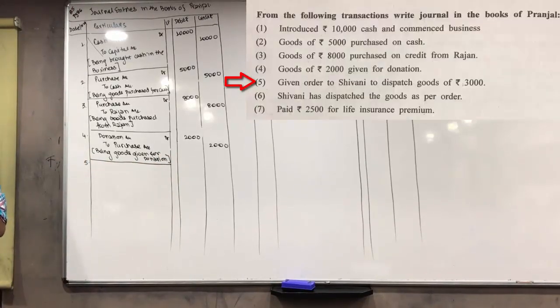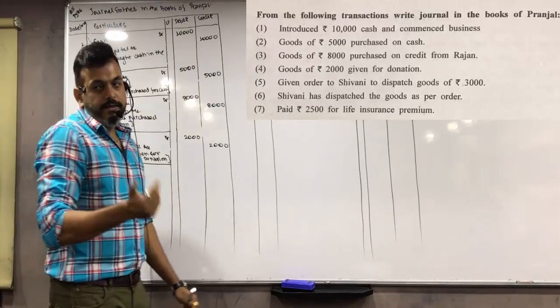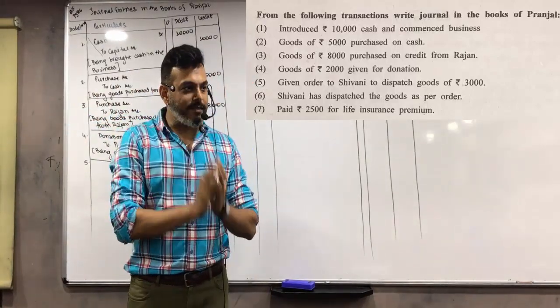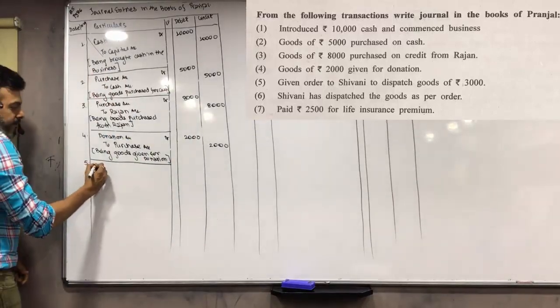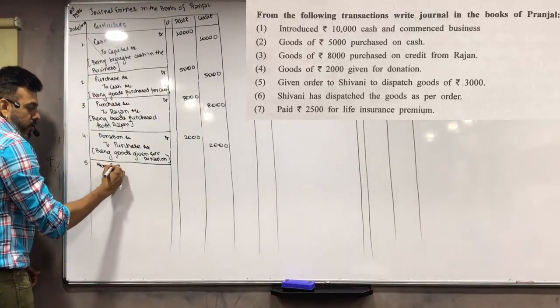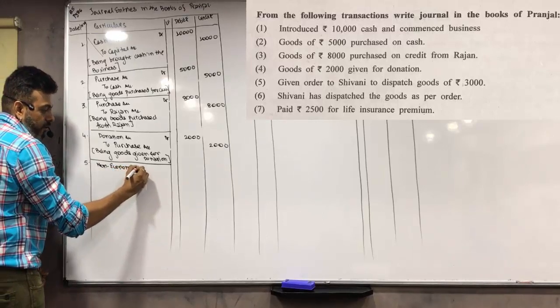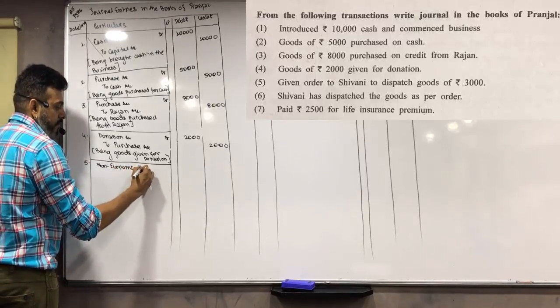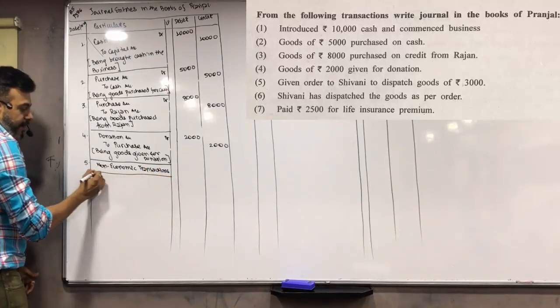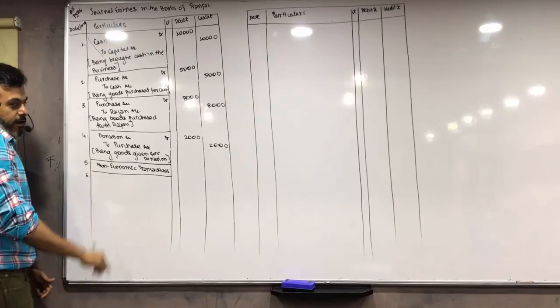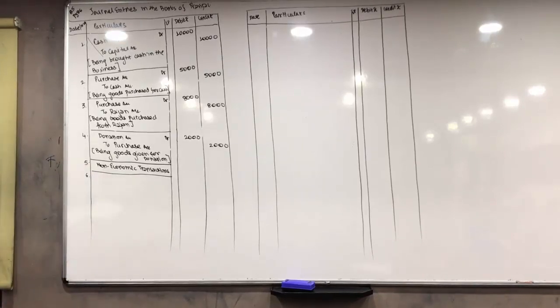Transaction number 5. Given orders to Shivani to dispatch goods of rupees 3,000. We are giving an order, so at this point of time it's a non-economic transaction. So we write non-economic transaction. Yes, if you will not write, you will not get marks. Obviously not. But यहाँ पे पता कैसे चलेगा? Examiner will feel you did not attend. Okay, you'll get marks for this. That's why they are favorite transactions.